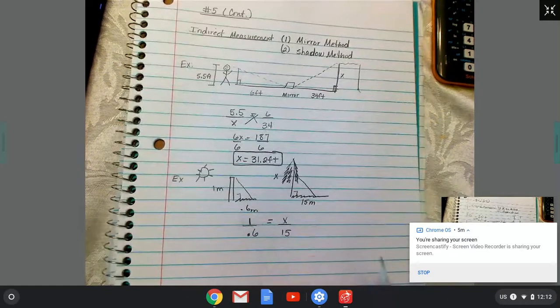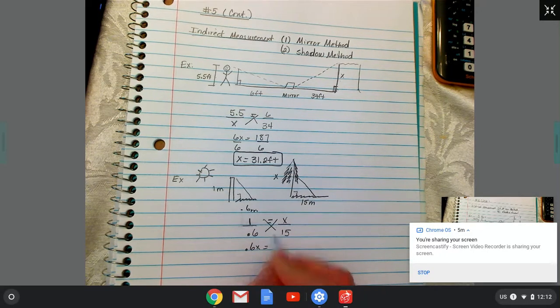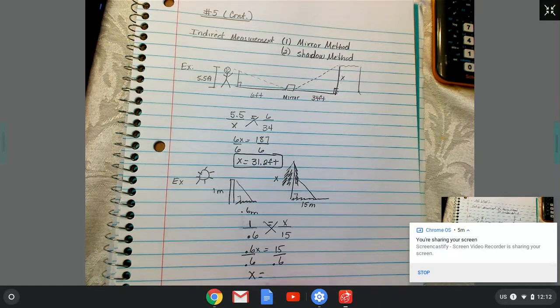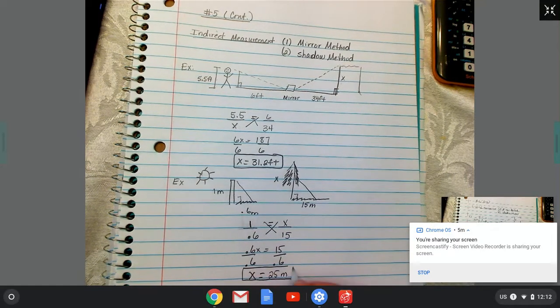But I am staying consistent. I went height, shadow, height, shadow. So 0.6 times x equals 1 times 15, divide by 0.6, and that is 25 meters. So the tree is 25 meters tall.